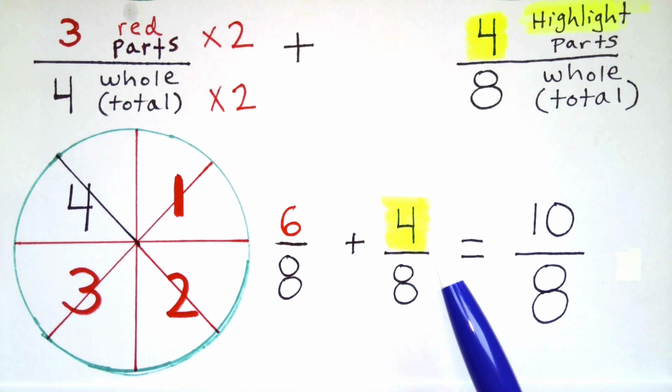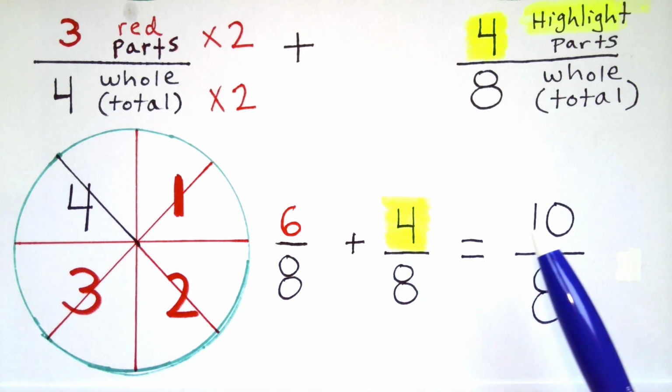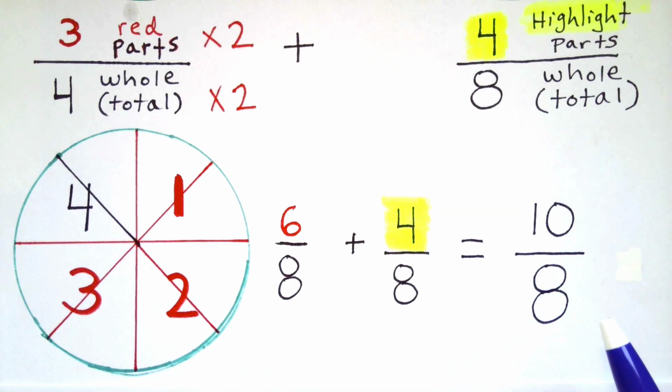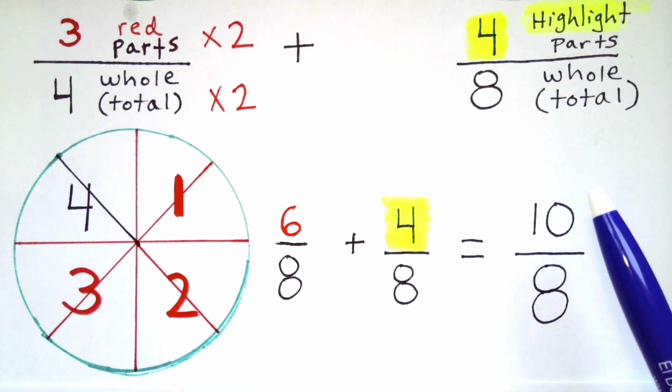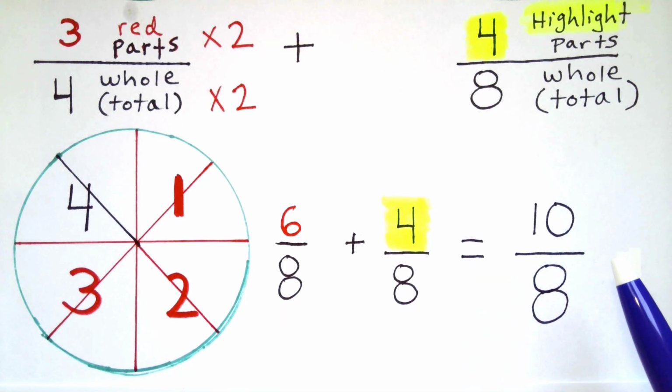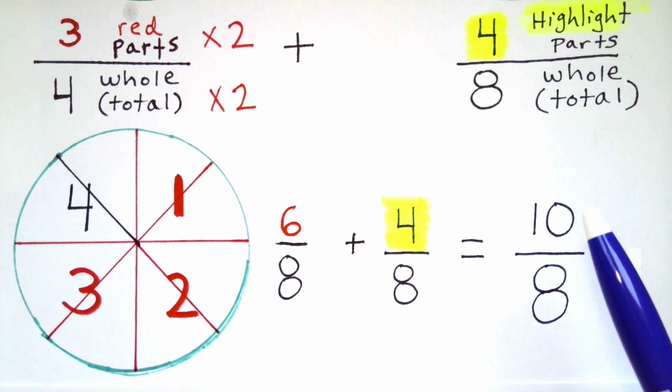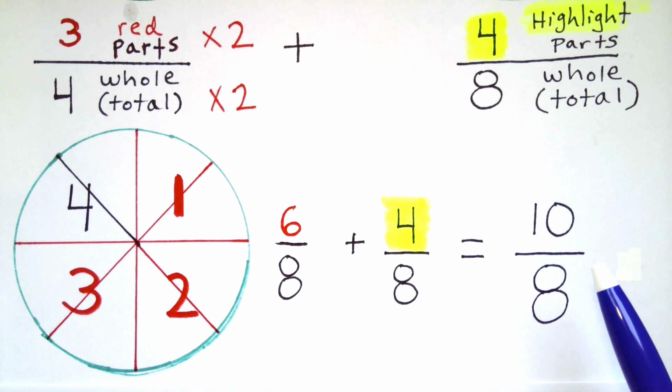Again, that's just the top numbers. 6 plus 4 is 10. 10 over 8 is called an improper fraction because it's top heavy, right? I'll show you a little bit later on what you can do to reduce this fraction, and also how to convert this improper fraction into a mixed number.